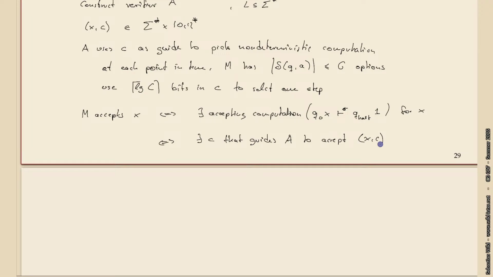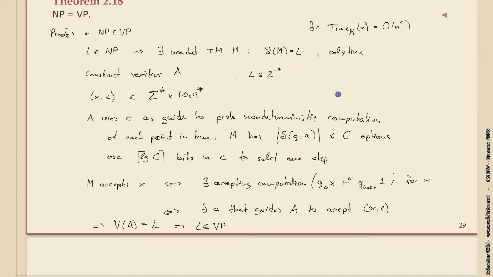So we simulate the non-determinism by writing down the choices. And M accepts the string S if and only if there exists a C so that A accepts XC. That means the language accepted by the verifier A is our language L, and that means L is part of VP. That's the end of this first bit. It shows every language in NP is also in VP, so that's the inclusion part 1.